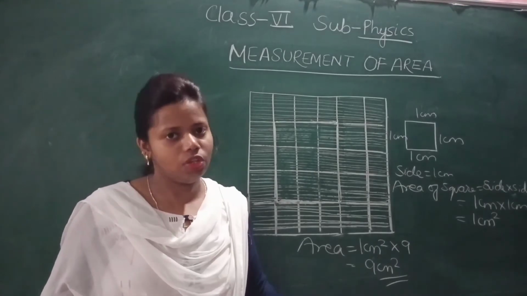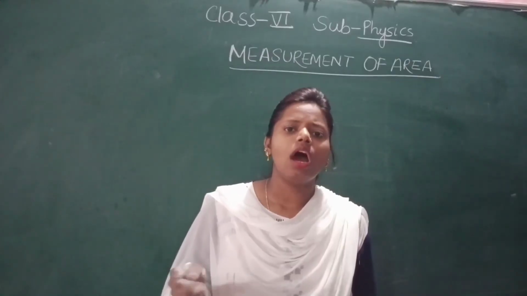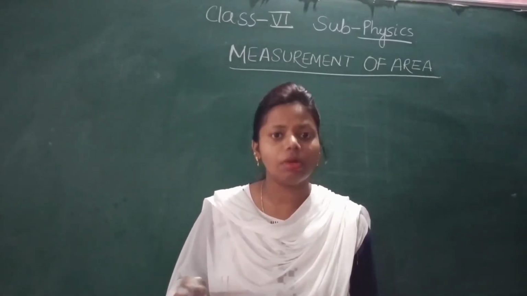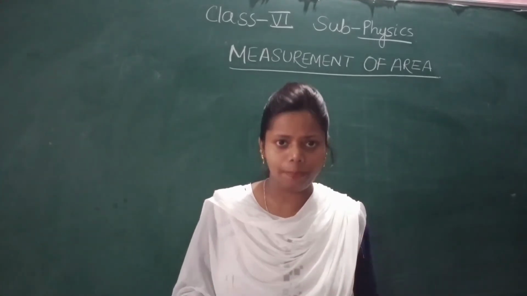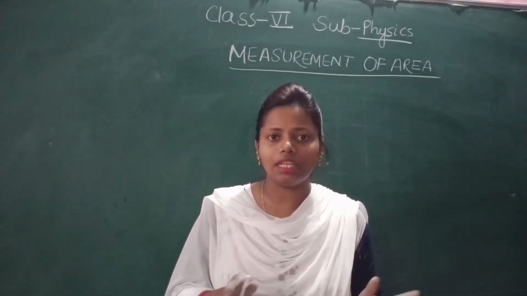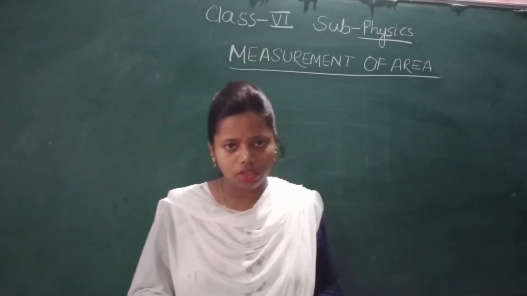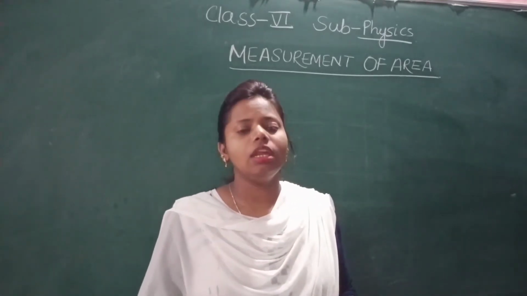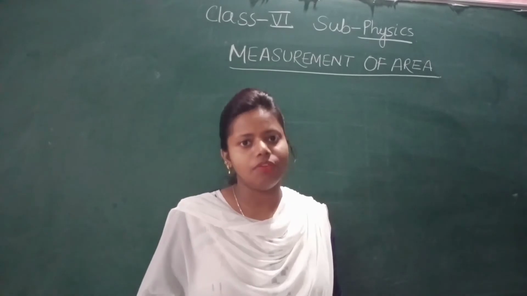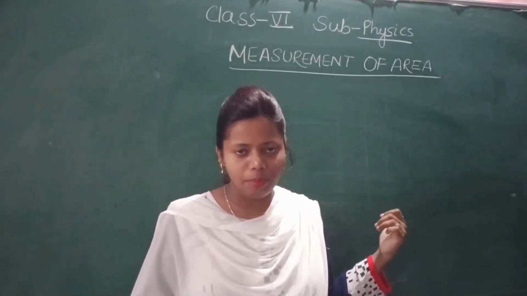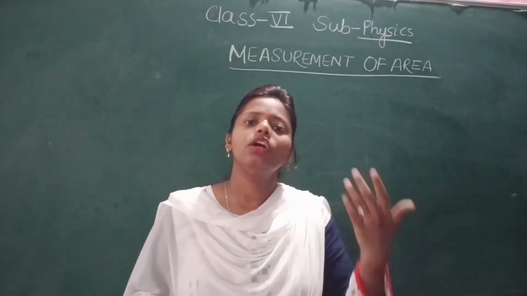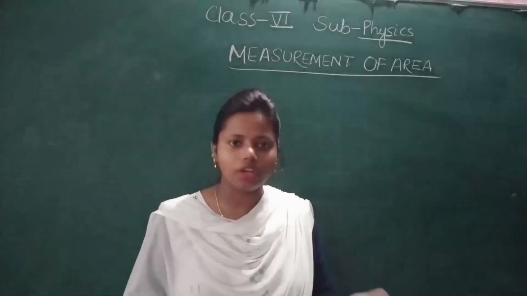Okay, so in this way you will find. Now, how to find the area of regular shapes by using a formula. Just now we have used the graph paper to find the area of regular objects. Now there is also a formula. If we don't want to use graph paper every time, we can use a formula to find the area of a regular object.